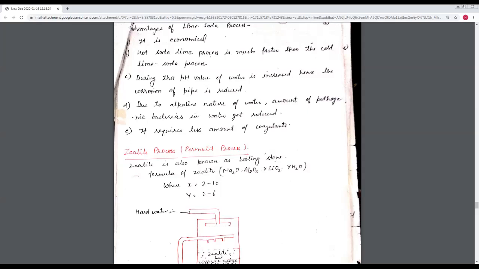Okay, so these are the advantages of the lime soda process, and there are some disadvantages also. The softened water is not completely free from hardness. It contains 15 to 30 ppm of hardness. Second is the disposal of a large amount of sludge. It's a big problem. Where will we dispose of that sludge? That becomes a very big problem. Third, careful operation and skilled supervision are required for efficient treatment of water. So these are the disadvantages of the lime soda process.